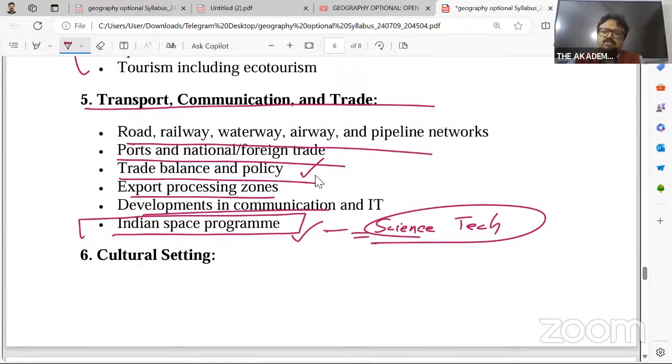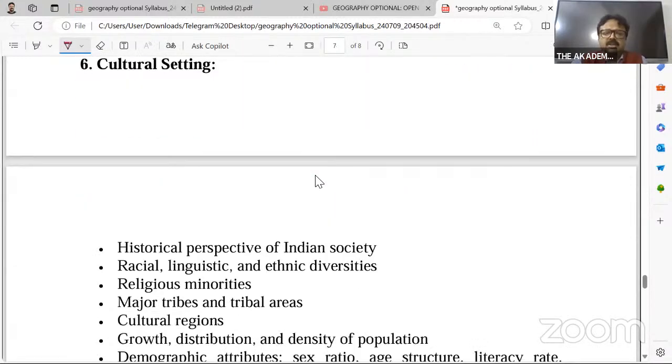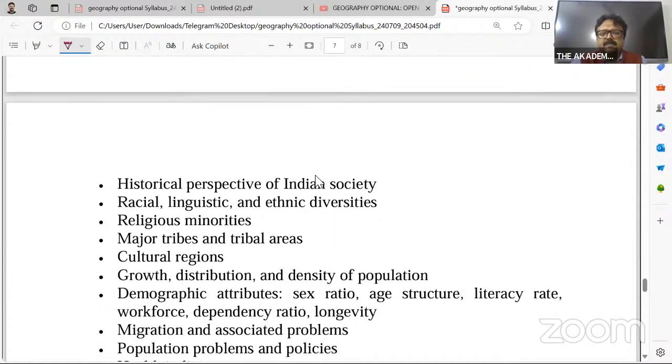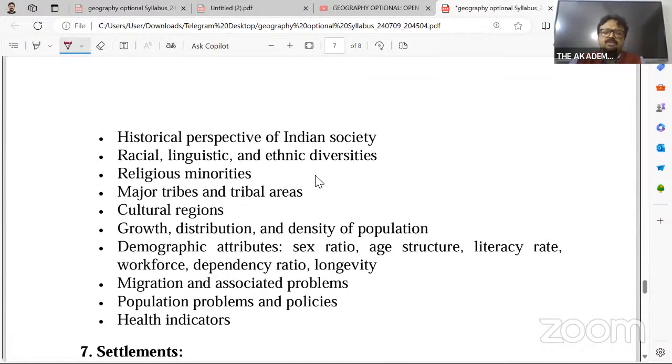And you will find so much mention in your science and technology part. Let's come to the cultural setting, and you will find that so many things are there in your social issue, like racial, linguistic, and ethnic diversity, religious minority, major tribe and tribal area. So this is part of your social issue. The historical perspective of Indian society, there is part in your social issue.